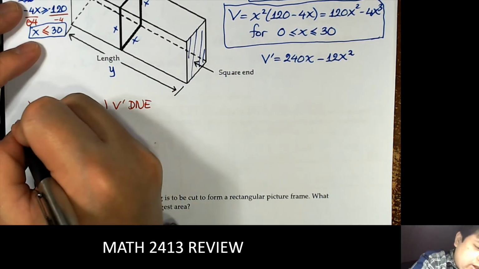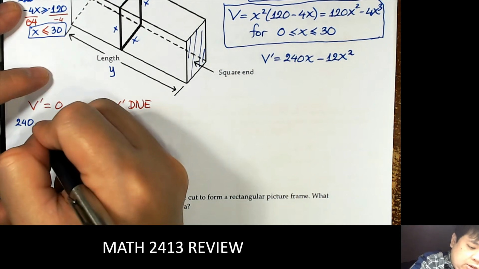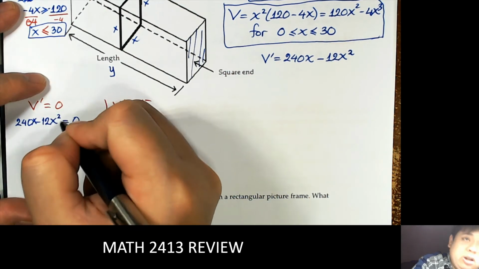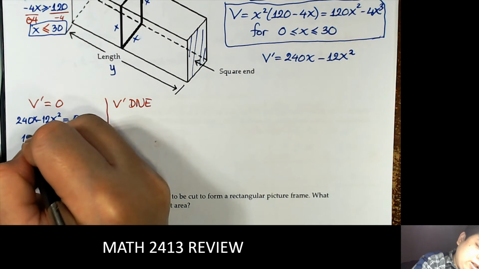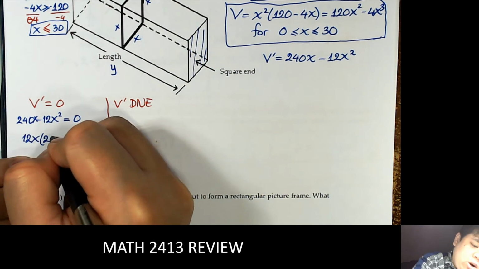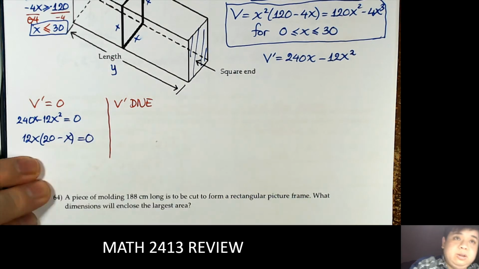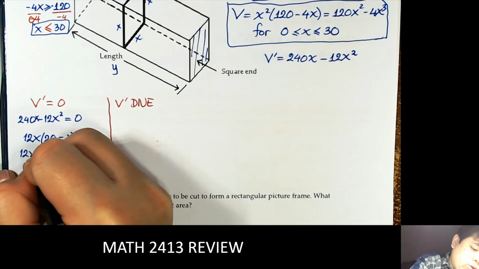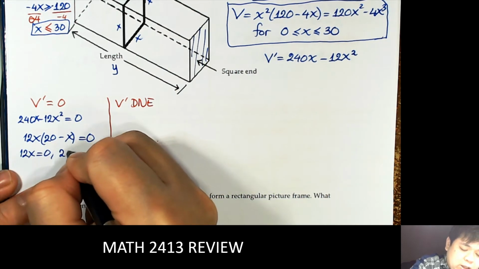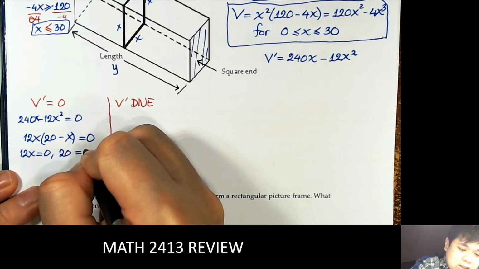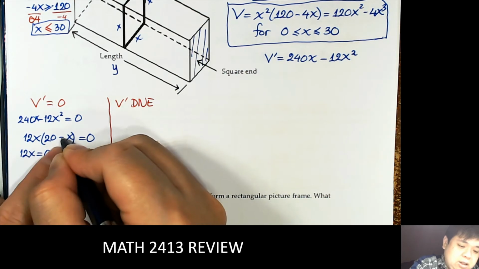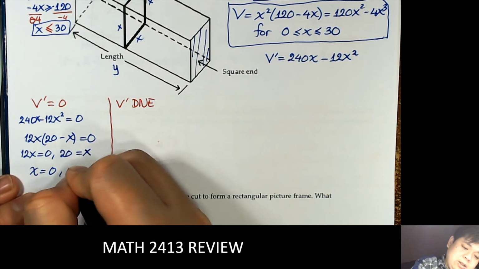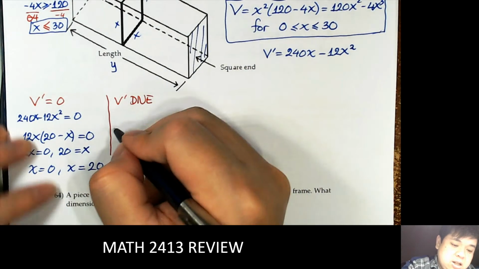Right, equal to 0: 240x minus 12x squared equal to 0. I will factor out 12x. Then I should have 20 minus x equal to 0. So we have 12x equal to 0, or 20 equal to x. Just move the x over, and that's it. So x equal to 0 or x equal to 20. Where the derivative does not exist, there will be none.